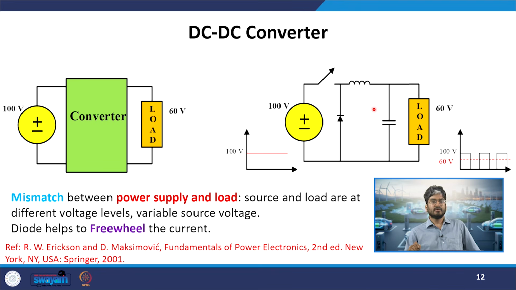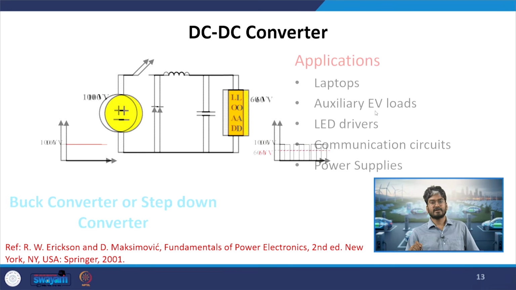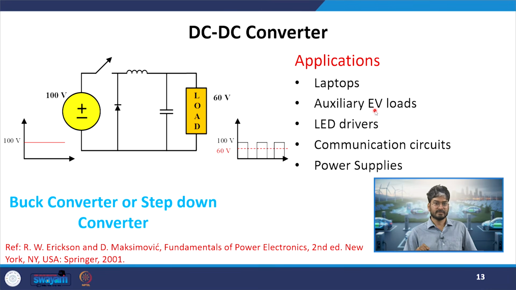So, this is the basic DC to DC converter which we have discussed now, that is called your buck converter or a step down converter. Why is it called a step down converter? We will see that when we see the input output voltage relation. What are the applications of this basic step down DC to DC converter?